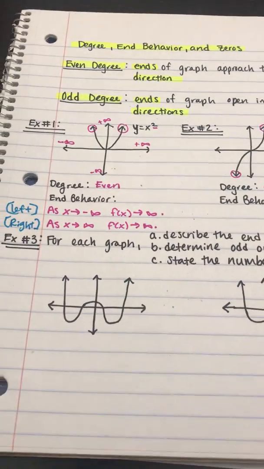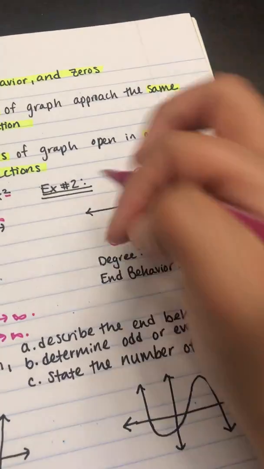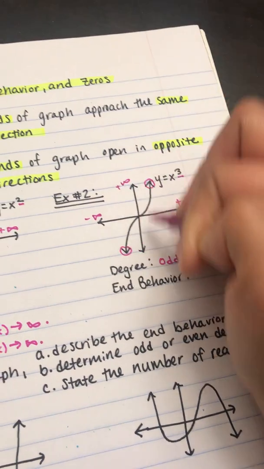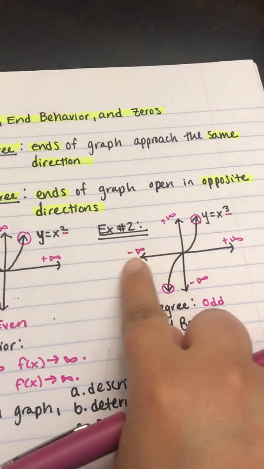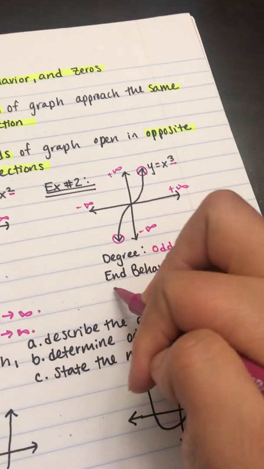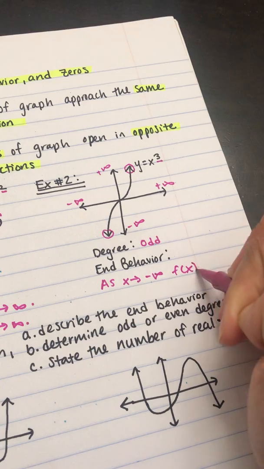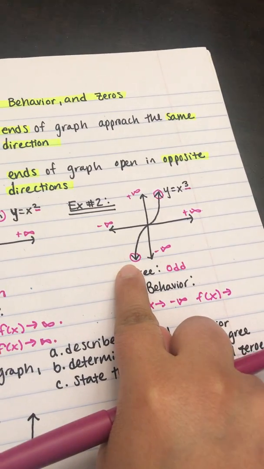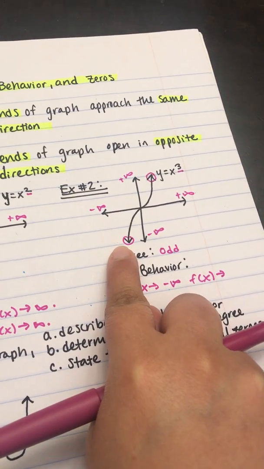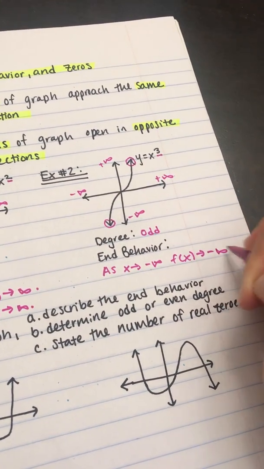So if you look at the next example, we're going to do the same thing. I'm going to start by talking about my left side. So just label these real quick. So on the left side, x approaches negative infinity always. And on the left side, our graph is going down. So since it's going down, our f of x or y's are also going towards negative infinity.